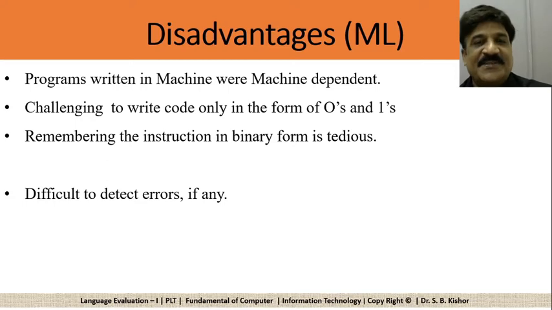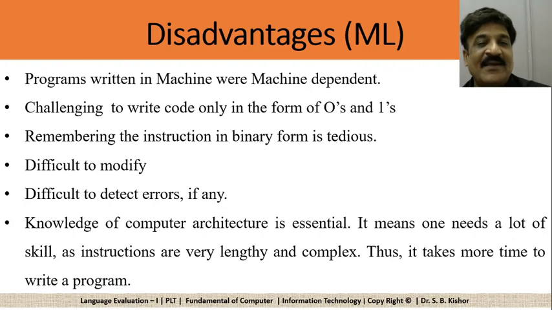It is difficult to detect the errors, and not only that, it is again difficult to modify the code once you have written it, because again the same problem, that is zeros and 1. And knowledge of computer architecture is somewhat essential in order to write a program using a machine language. It means one needs a lot of skill, as instructions are very lengthy and complex. Just as we have seen, just to find the addition of two numbers, we have written almost 10 to 12 lines in machine language in the form of zeros and 1. Thus, it takes more time to write a program.